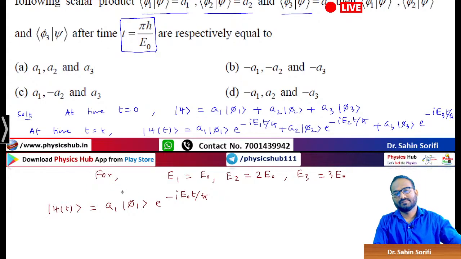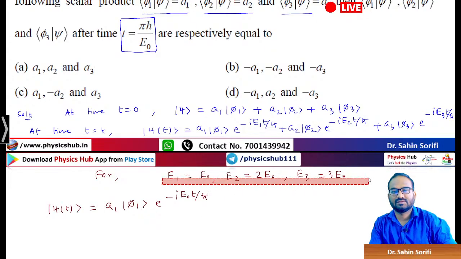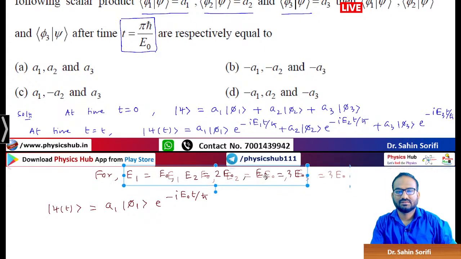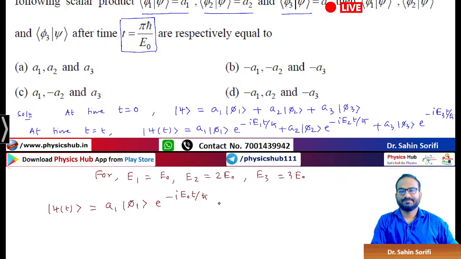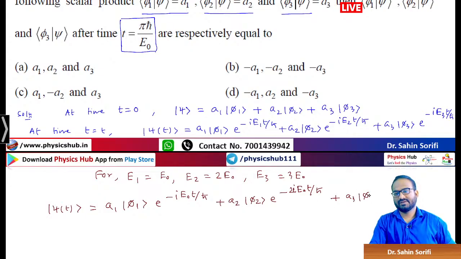So for E1, E2 and E3, psi t takes the form: A1 phi 1 e to the power minus i E naught t by h cut, plus A2 phi 2 e to the power minus 2i E naught t by h cut, plus A3 phi 3 e to the power minus 3i E naught t by h cut.